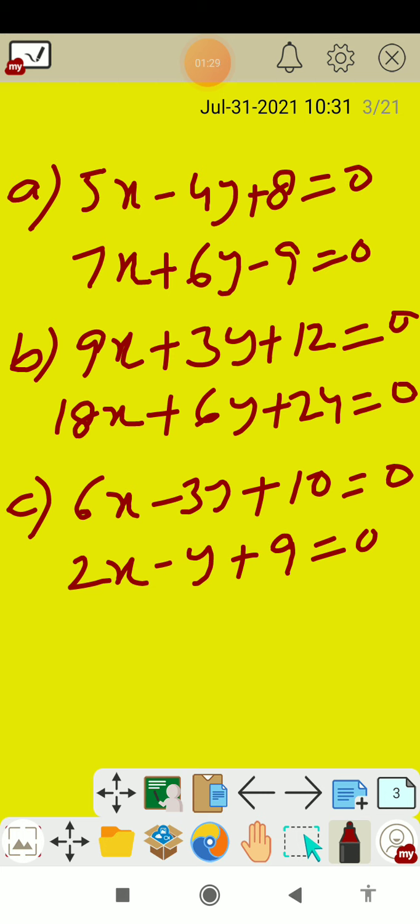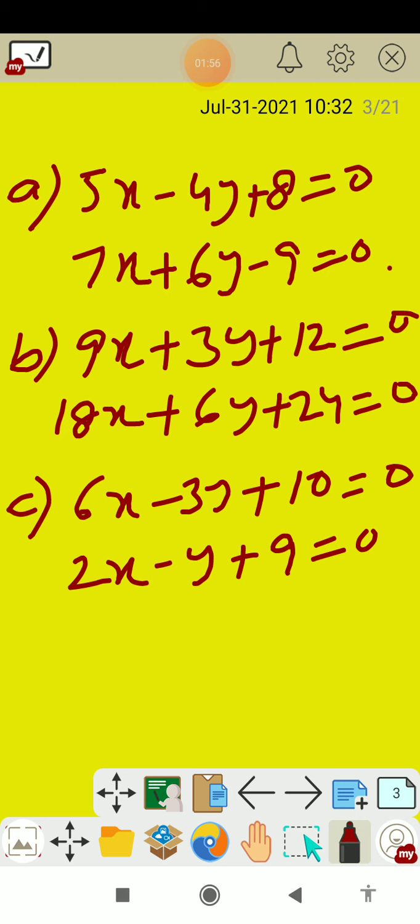5x minus 4y plus 8 is equal to 0. 7x plus 6y minus 9 is equal to 0. 9x plus 3y plus 12 is equal to 0. 18x plus 6y plus 24 is equal to 0. 6x minus 3y plus 10 is equal to 0. 2x minus y plus 9 is equal to 0. These are the three problems, A, B, C.